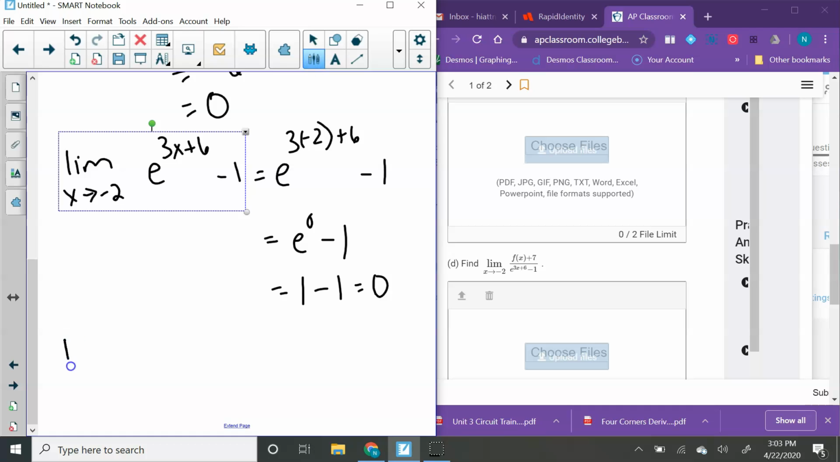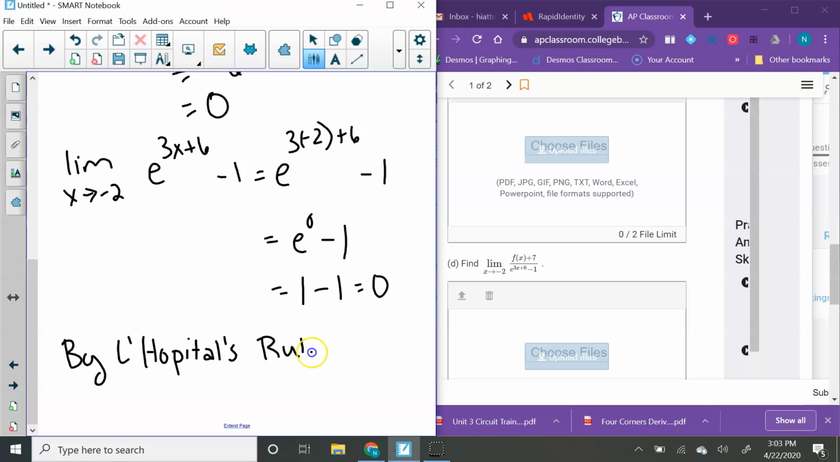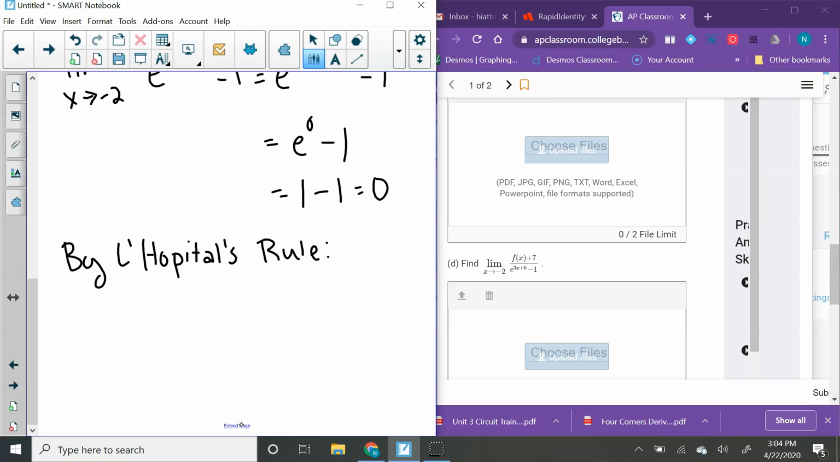So now we could say by L'Hopital's rule, and now we can do the limit as x approaches -2 of f prime of x. We're taking the derivative of the numerator. And then we also want to take the derivative of the denominator.